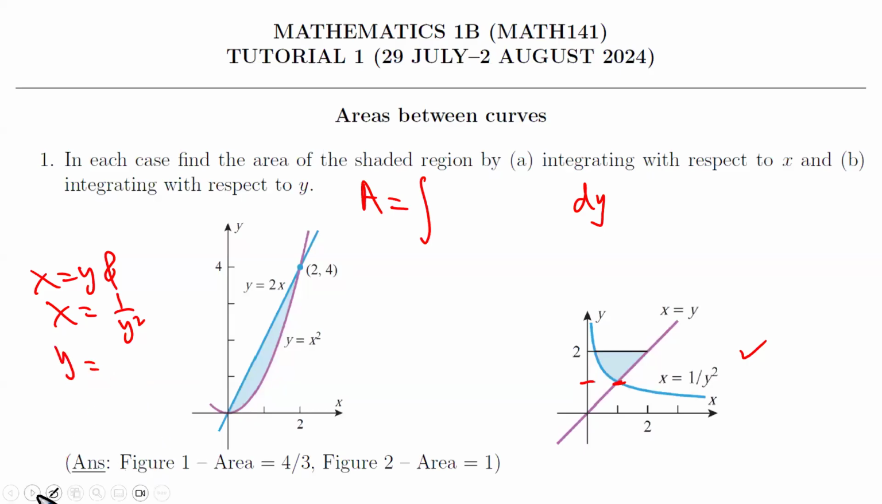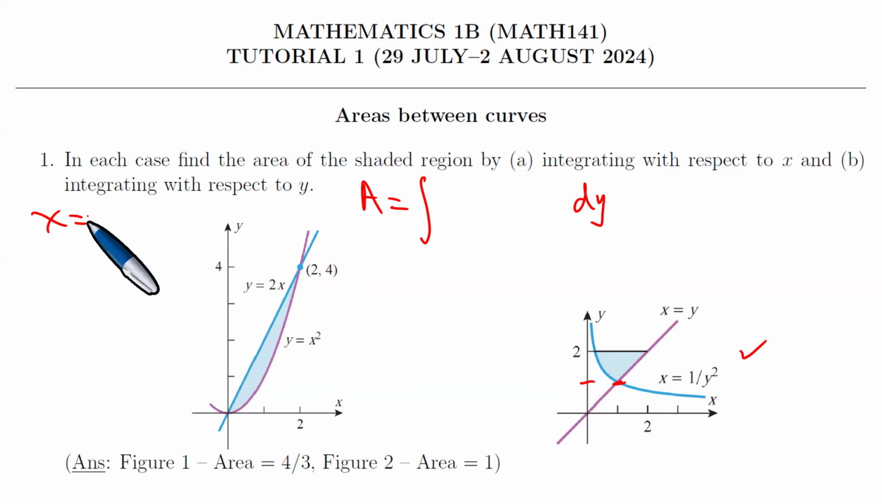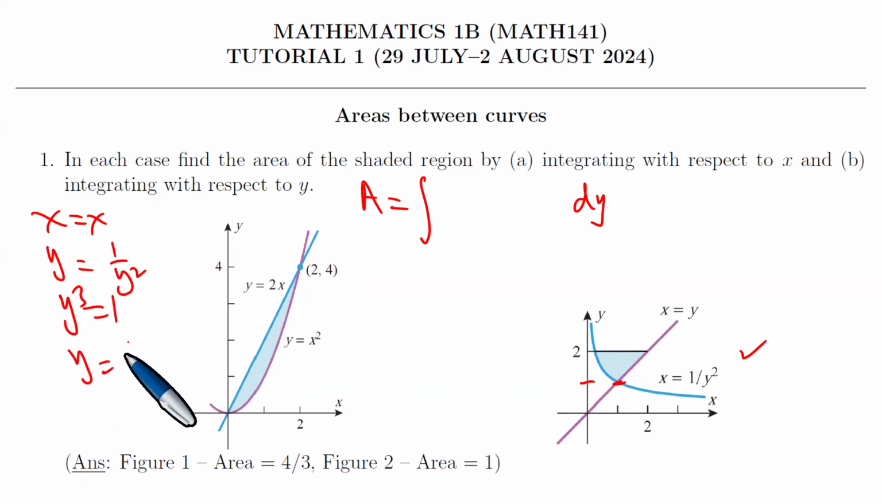You'd have that the points of intersection would be where x equals x, but x here is equal to y, and then x is 1 over y squared. You cross multiply, getting y cubed is 1, and then y is the cube root of that, which is exactly 1. Integrating exactly from y equals 1 to 2. Okay, y is 1 here to 2.